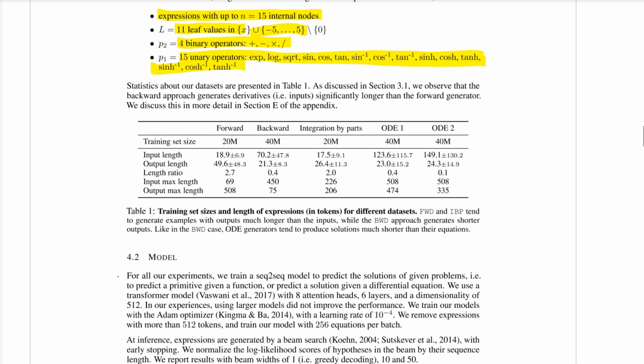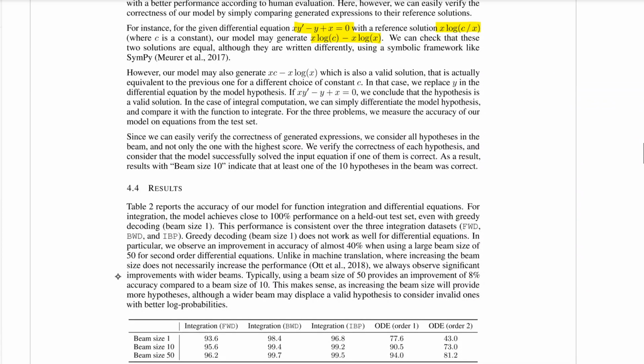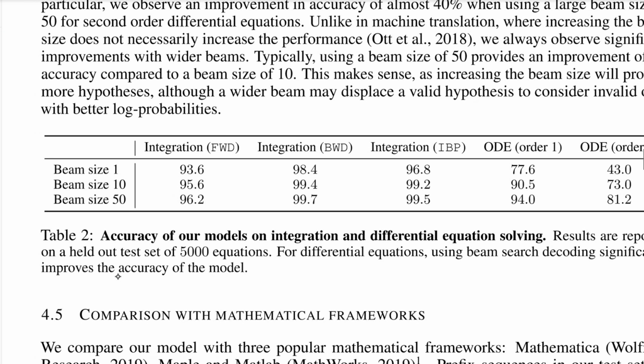Moreover, if you look at, sorry, I think this is further down. For example, in integration, for the integration task, they have 3 different ways of generating data. They have the forward way, where they simply use a symbolic integrator to generate expressions. They have the backward way, where they start from the integral and then differentiate it in order to obtain a training pair. And they have an integration by parts method.